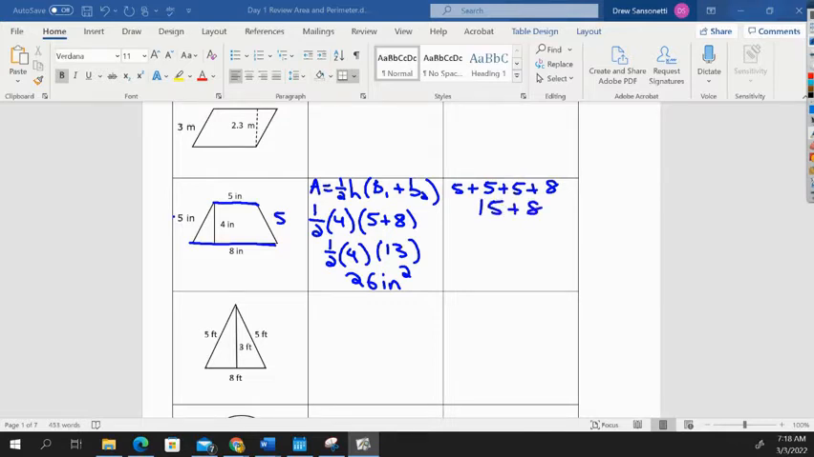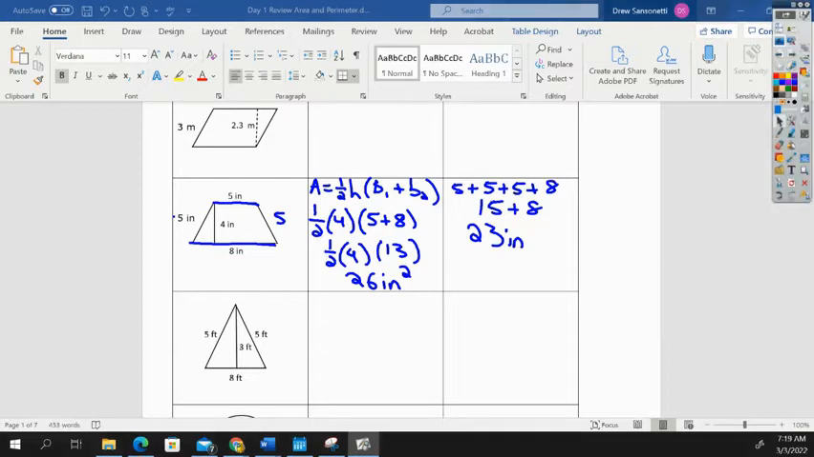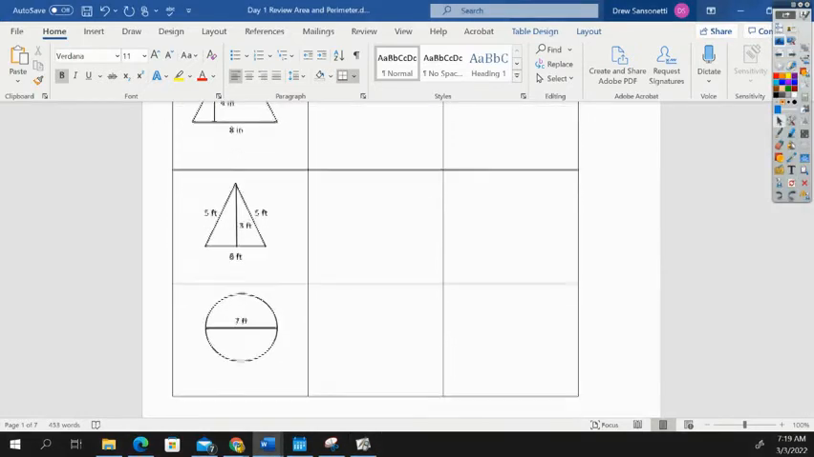I know 3 5s makes 15, so then it's 15 plus 8. And that would end up getting us, if I type that in my calculator, 23. We would say 23 inches. Now we can move on to our next one. Next, we have a triangle. So let's go ahead and we'll look at our triangle.